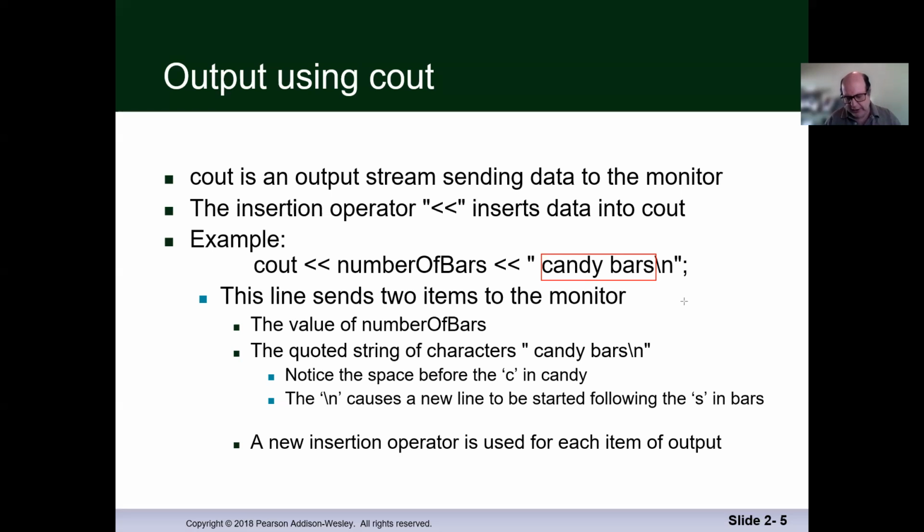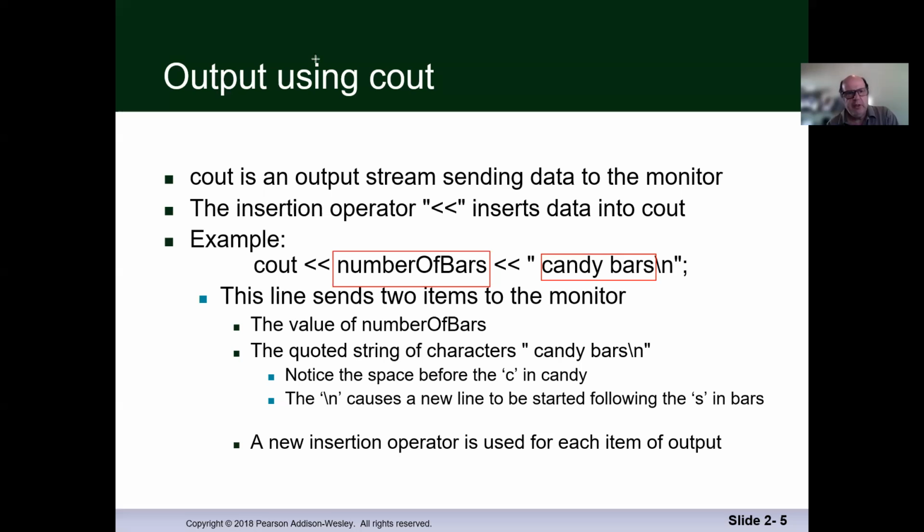The other one is the actual data. If I have a cout and I put a variable here, that's going to take the content of that variable and display it on the screen. So we're talking about data, the value of the data. We're going to talk more about the \n.